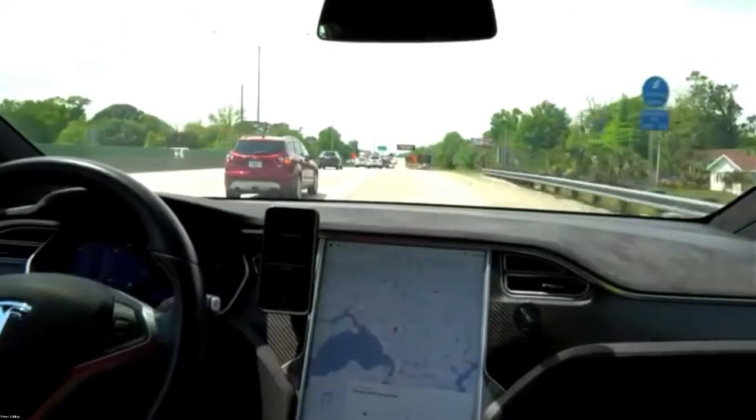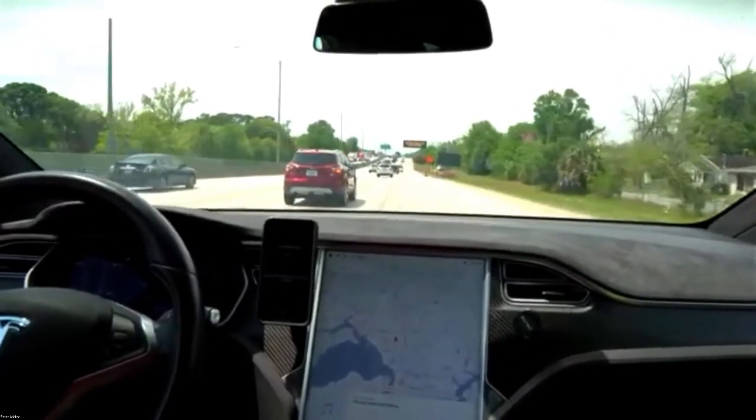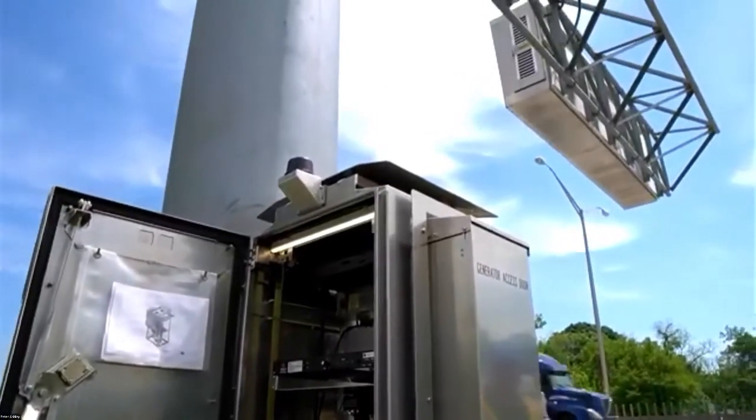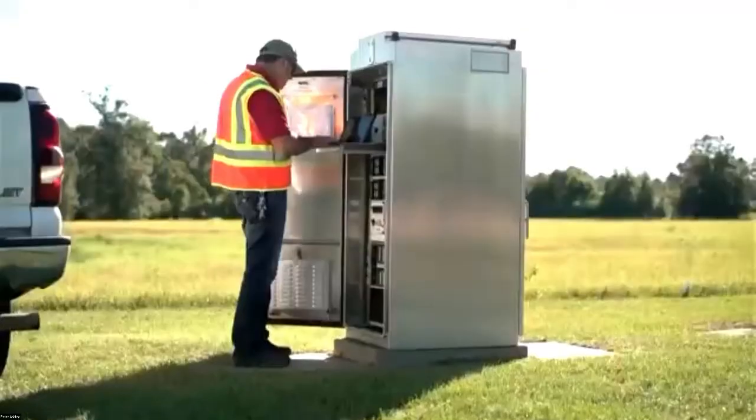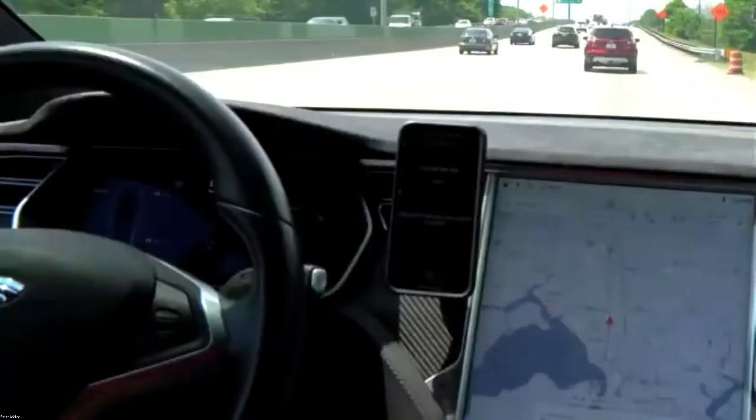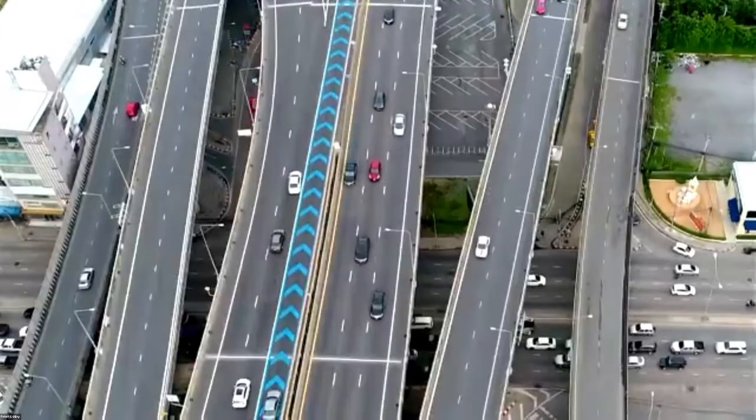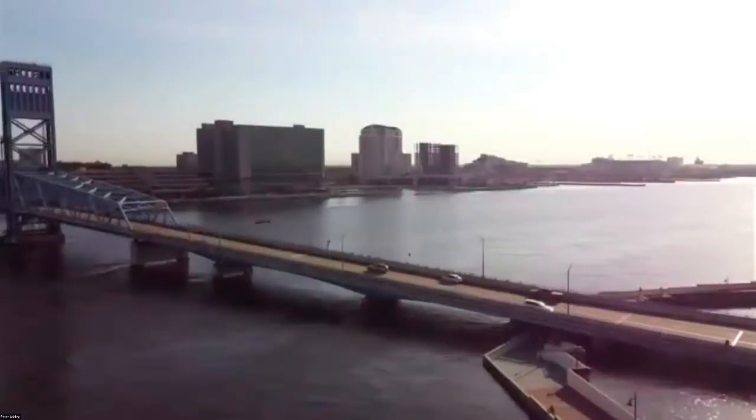An alert driver can avoid a crash. We have 100 or more dynamic message signs, and if we can instantaneously collect that information, share it, and put it on the signs, then we reach a larger part of the market. That's why I see District 2 is absolutely one of the leaders in connected vehicles.